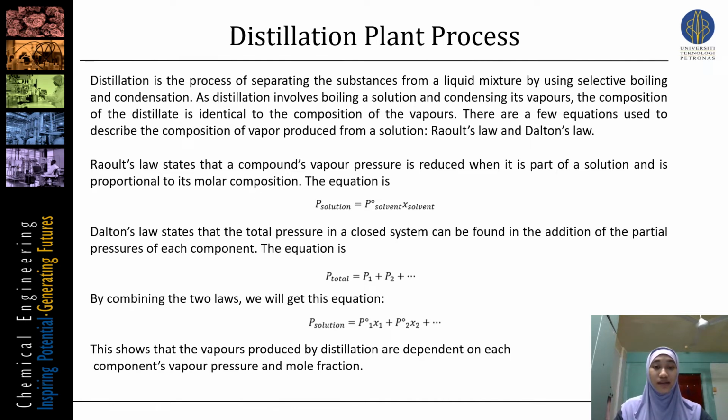Dalton's law states that the total pressure in a closed system can be found in the addition of the partial pressures of each component. The equation is P total equals P1 plus P2 plus etc. By combining the two laws, we will get this last equation below. This shows that the vapors produced by distillation are dependent on each component's vapor pressure and mole fraction.